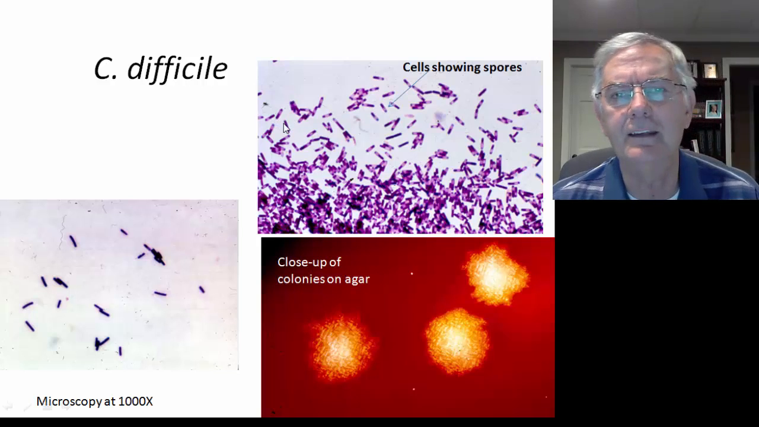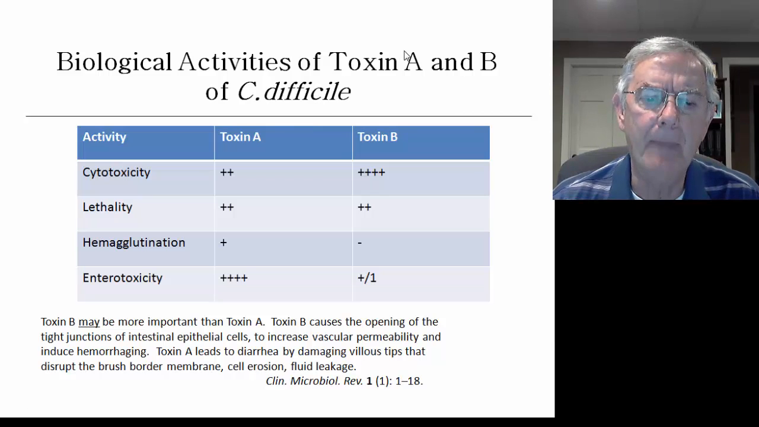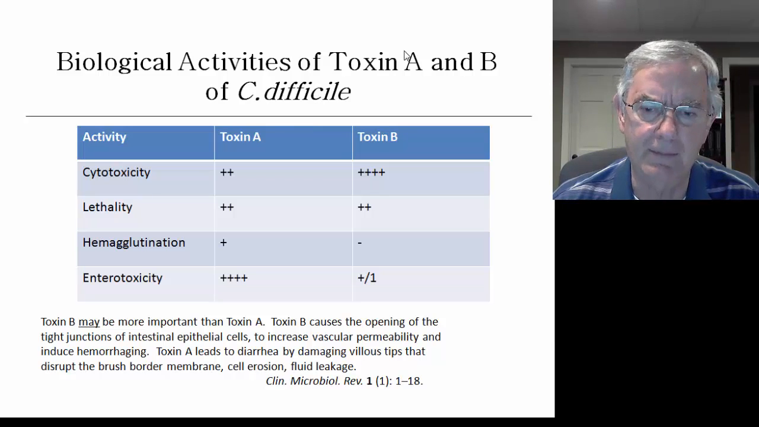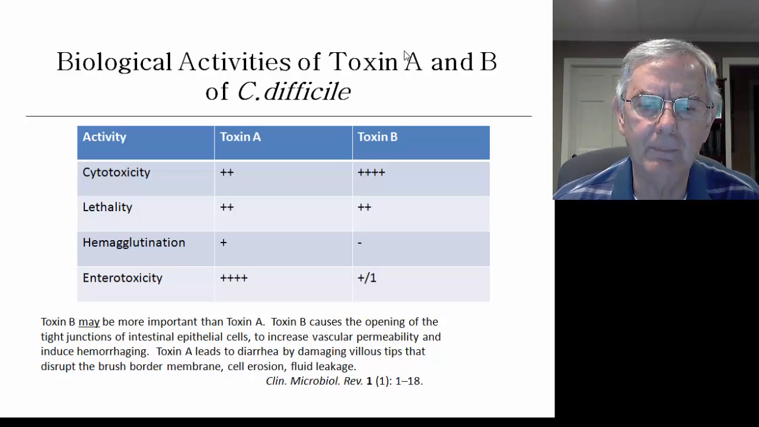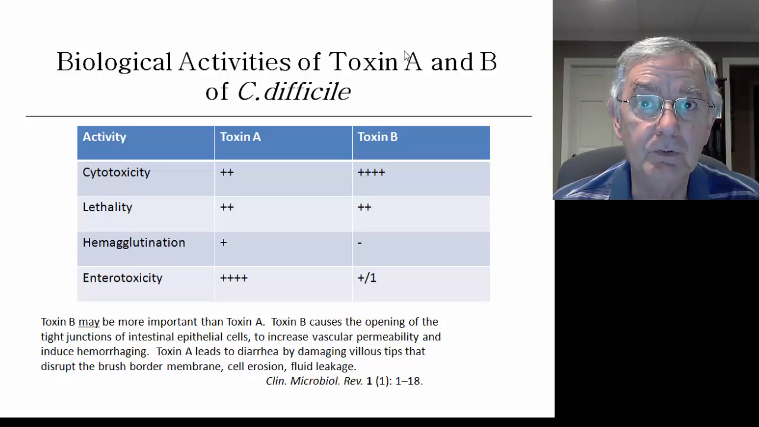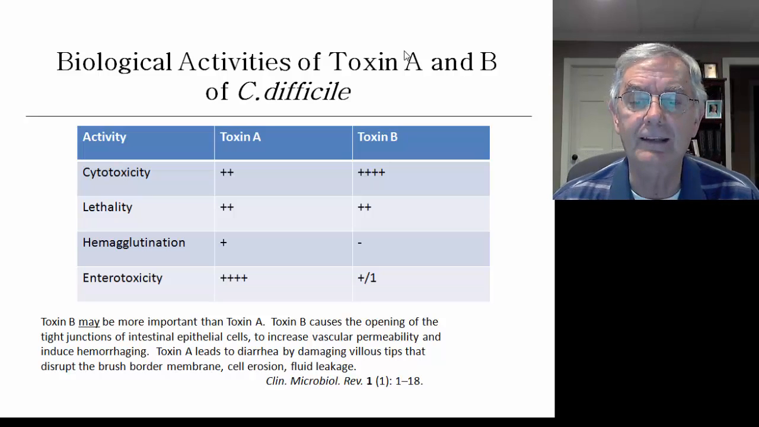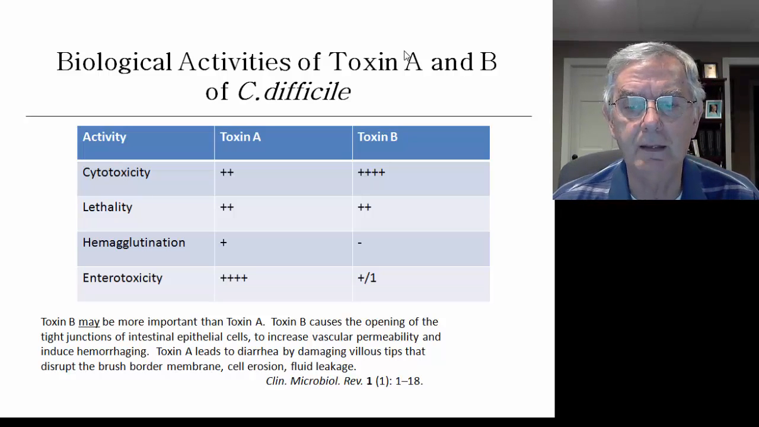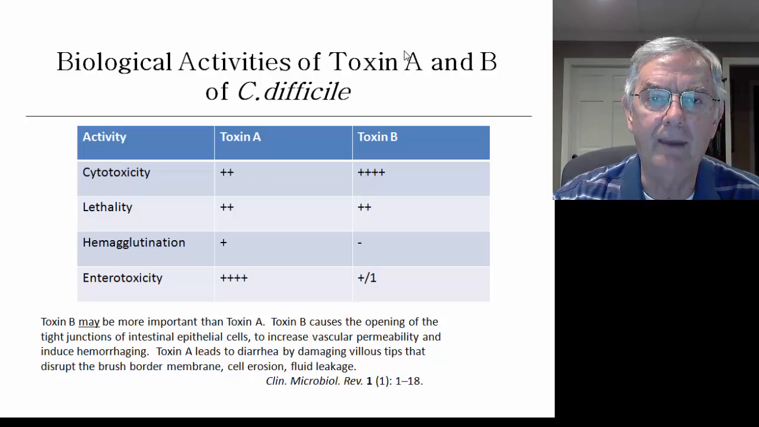Now let's look at toxin A and toxin B and their activities here just for a moment. And I want you to note that toxin B may be more important than toxin A. Now toxin B causes the opening of the tight junctions of intestinal epithelial cells, and that increases vascular permeability to induce hemorrhaging, which of course is an indication of severe damage within the intestine. Toxin A, on the other hand, leads to diarrhea by damaging the villus tips that disrupt the brush border membrane, leading to cell erosion and fluid leakage, resulting in diarrhea.